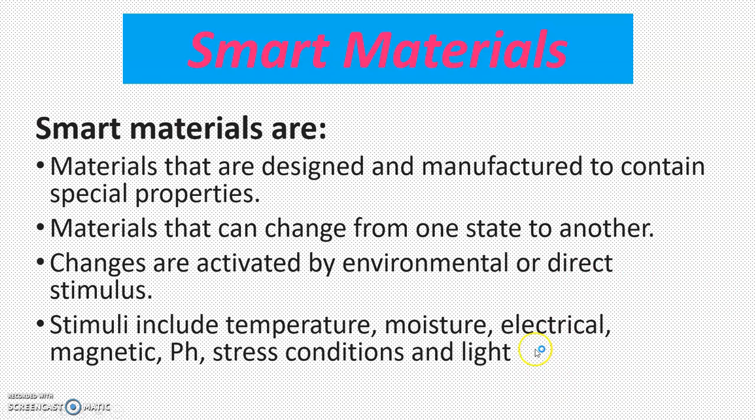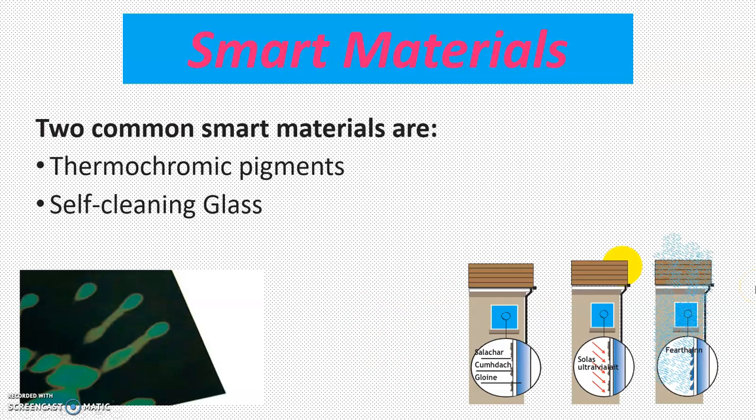So if you take anything, make sure you know them stimuli there, especially temperature, light and pH, because they're the ones we're going to be looking at the most. Oh, and moisture as well, because with self-cleaning glass you'll need the moisture. So the two ones we're going to be learning about, the two common smart materials, are thermochromic pigments and self-cleaning glass. And today we're going to be learning about thermochromic pigments.